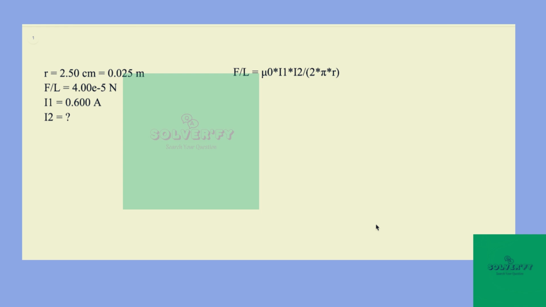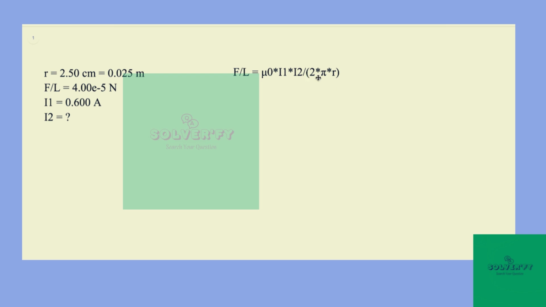Okay, this is question 2830. We have two long parallel wires that are separated by a distance of 2.5 centimeters. I've written that over here and converted the distance to meters. And the force per unit length that each wire exerts on the other is 4 times 10 to the minus 5 newtons. So that's going to be F over L. We're given that here. And we're told the current in one of the wires, but we're asked to find the current in the second wire.